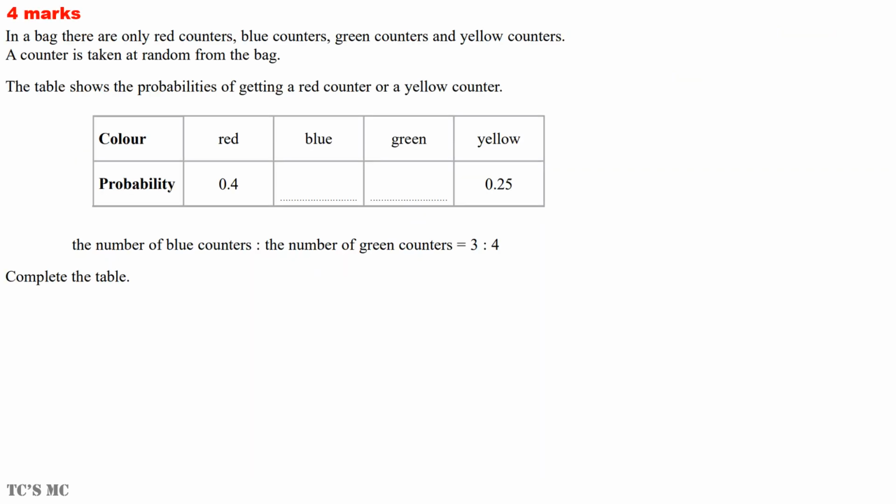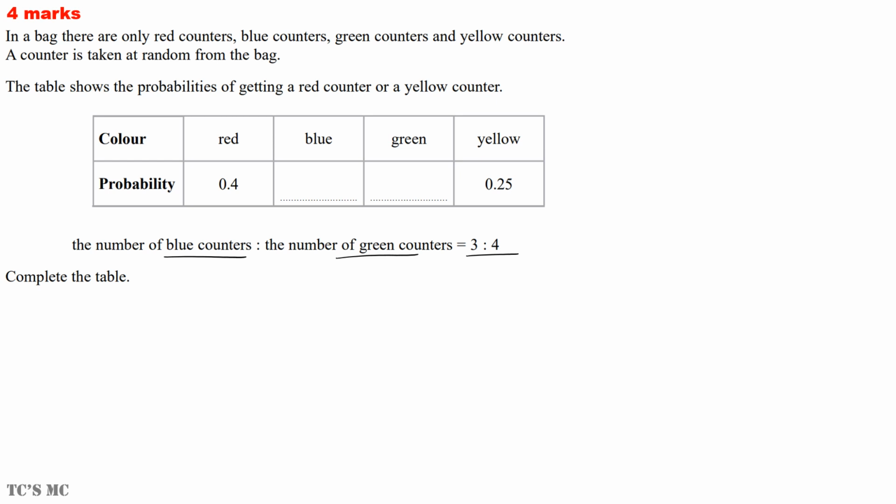In a bag, there are only red counters, blue counters, green counters, and yellow counters. A counter is taken at random from the bag. The table shows the probabilities of getting a red counter or a yellow counter. The number of blue counters to the number of green counters is equal to 3 to 4. Complete the table. To start with, we need to remember probabilities add up to 1.